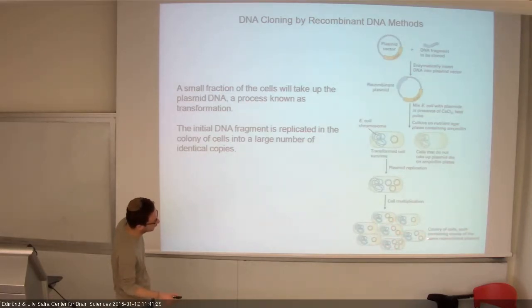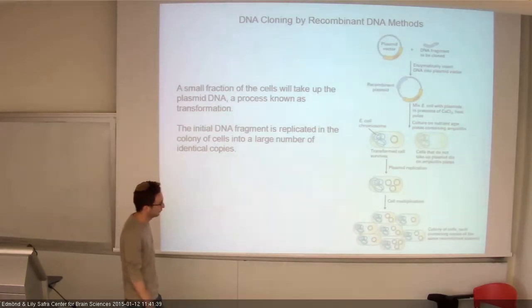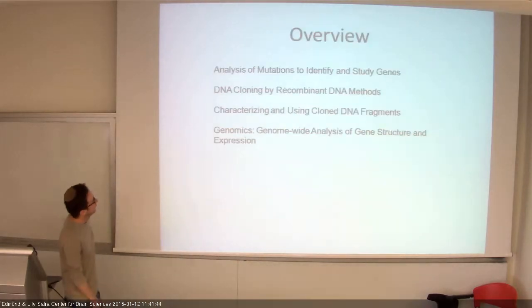The final step is that you have a colony of cells that each of them contain copies of the same recombinant plasmid, and now you can just break down the cell membranes and collect your DNA, and you have huge amounts of the same sequence of DNA. Use it as a probe, use it any way you want. So this was DNA cloning by recombinant DNA methods.